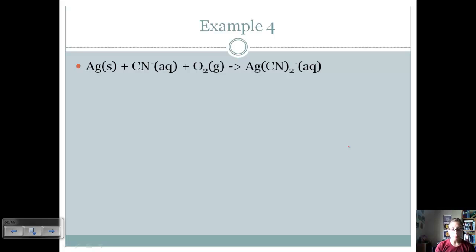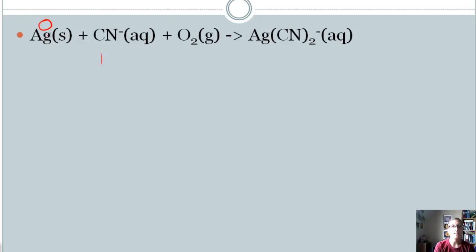Okay, so again, let's go through and first assign oxidation numbers. I know silver is 0 because it's in its elemental form. If this broke apart into atomic ions, nitrogen would be -3, making carbon a +4 because the overall ion is 1-. Oxygen in its elemental state is 0. Here the overall ion charge is 1-, there are 2 of them, which makes it 2-. Overall, I want the charge to be 1-, so that makes silver a +1.